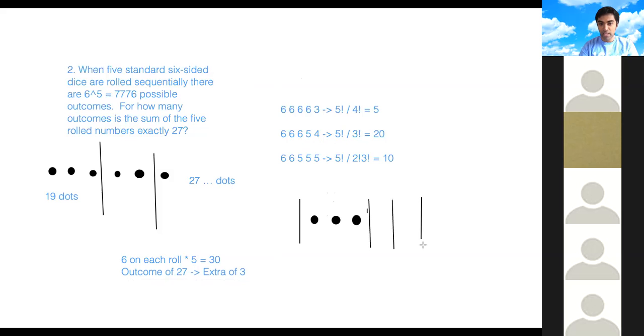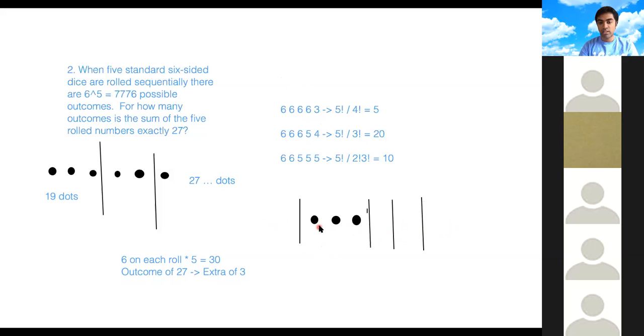So if I think about an example like this, I would say there's no dots before the first divider, so first roll will be a 6. Second roll here, there's 3 dots here, so this is a 3. No dots here, 6. No dots here, 6. No dots here, 6. So that's corresponding to 6, 3, 6, 6, 6. So that's one of the combinations.